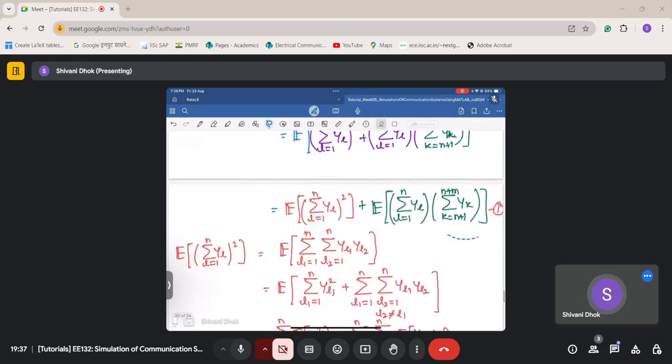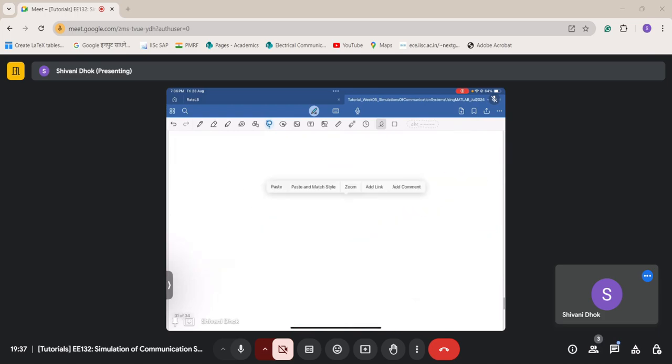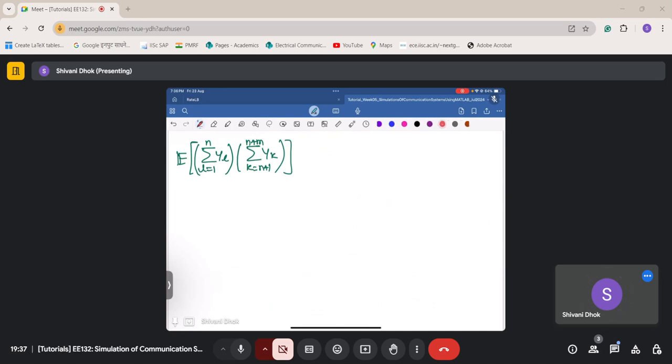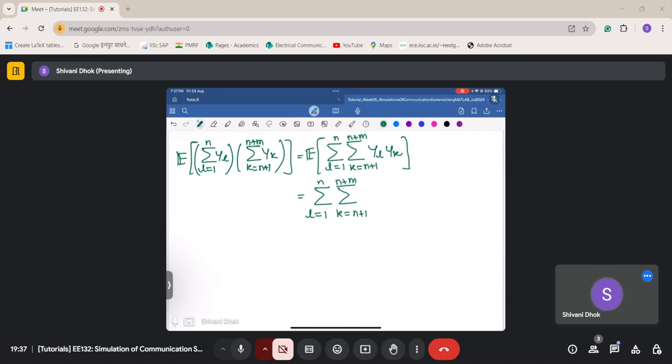So let me just take up this second term and copy it there. Now I can write this as expectation of summation l equal to 1 to n, summation k equal to n plus 1 to n plus m, yl into yk. Again, I can apply linearity of expectation and take the expectation inside the summations. So I'll have summation l equal to 1 to n, summation k equal to n plus 1 to n plus m, expectation of yl and yk.